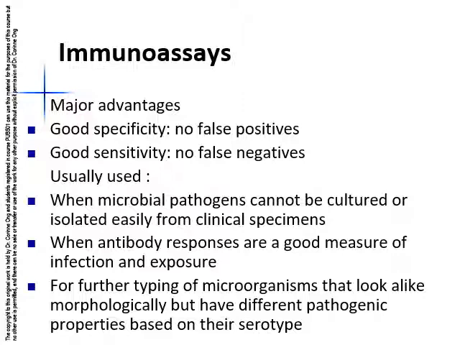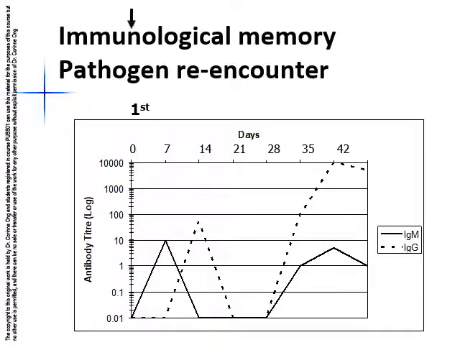Immunoassays are usually used when microbial pathogens cannot be cultured or isolated easily from clinical specimens. This mainly applies to the more fastidious bacterial pathogens and also a large number of viruses. They are also used when antibody responses are a good marker for infection and exposure. Lastly, they are used to type microbes that look identical under microscopy but may have different pathogenicity based on their serotypes.